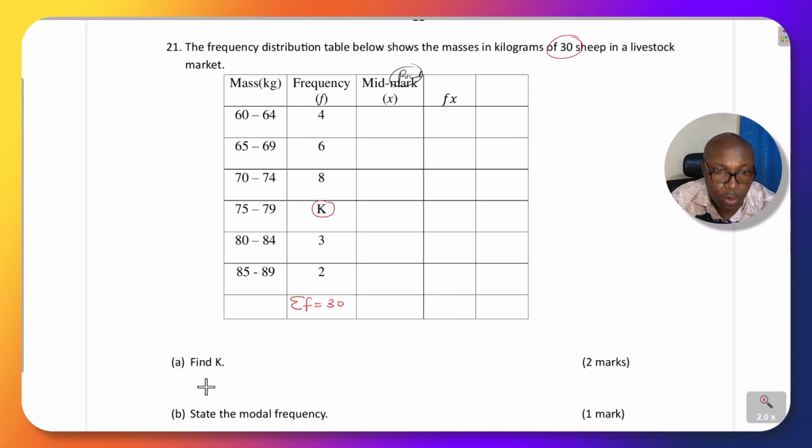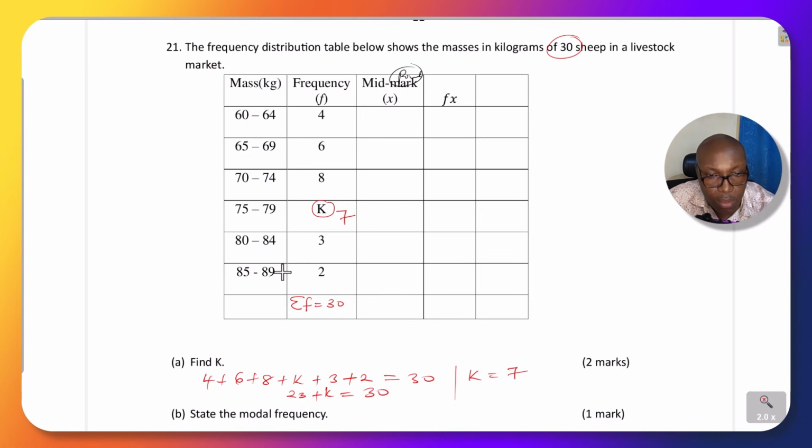So we have 4 plus 6 plus 8 plus K plus 3 plus 2. That should give 30. So this is 10, 18, 21, 23. So 23 plus K should give 30. And here you will be able to get the value of K. So K will be 30 subtract 23, which is 7. The value of K is 7.